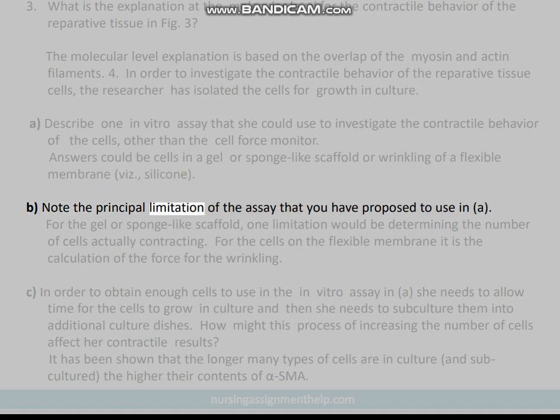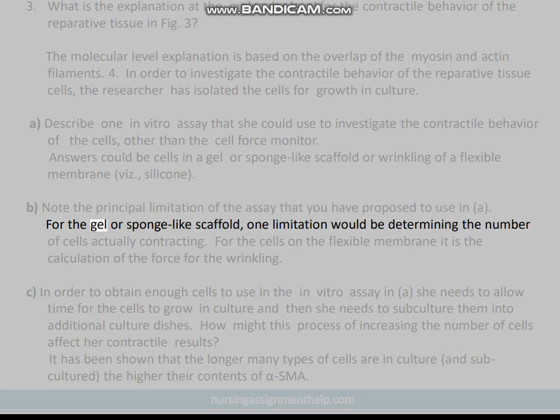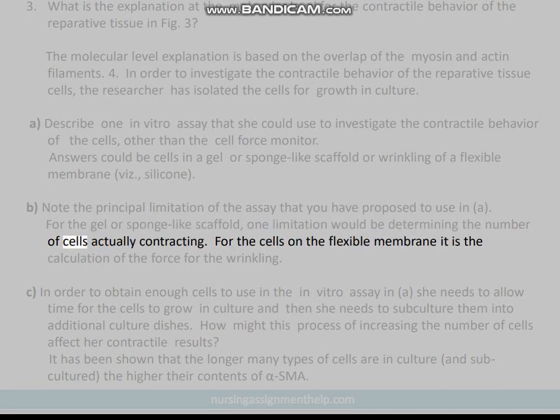B. Note the principal limitation of the assay that you have proposed to use in A. For the gel or sponge-like scaffold, one limitation would be determining the number of cells actually contracting. For the cells on the flexible membrane, it is the calculation of the force for the wrinkling.